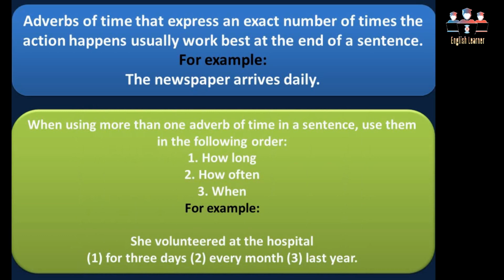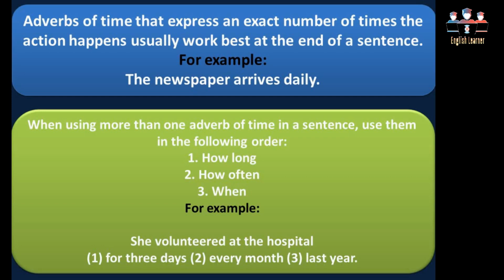Next rule is, when using more than one adverb of time in a sentence, use them in the following order. It is a very important thing to consider whenever we have more than one adverb of time in a sentence. We should place them in a proper order so that we put the emphasis as well as give the true sense of the sentence to the reader. So here is the proper sequence of adverbs of time in multiple order. Number 1 is how long. Number 2 is how often. Number 3 is when. It means you give preference to adverbs of time with respect to these 3 categories. Let's see the examples and implement this rule.